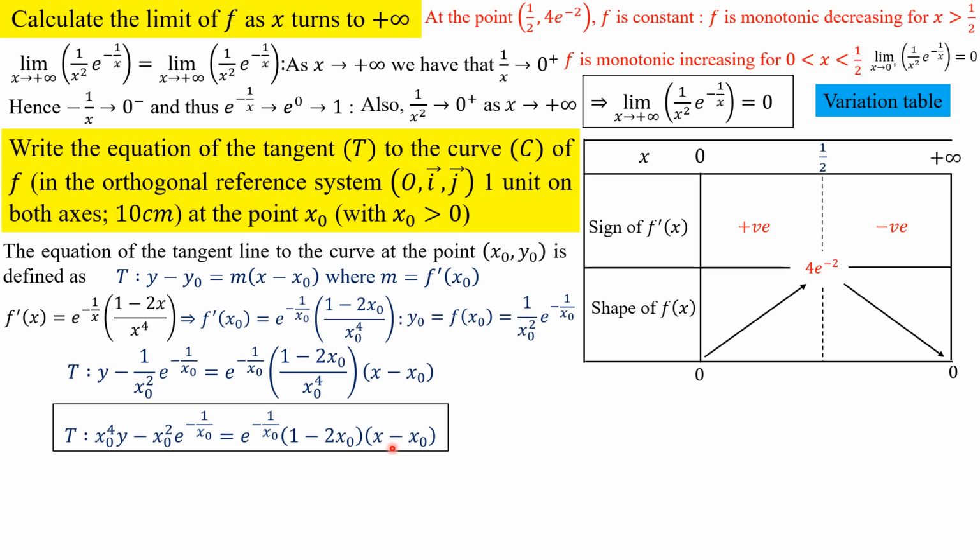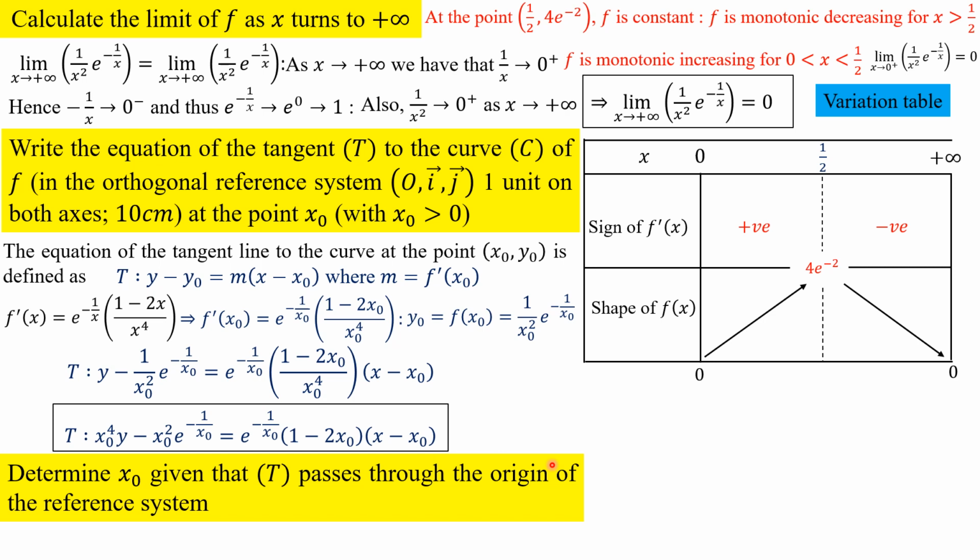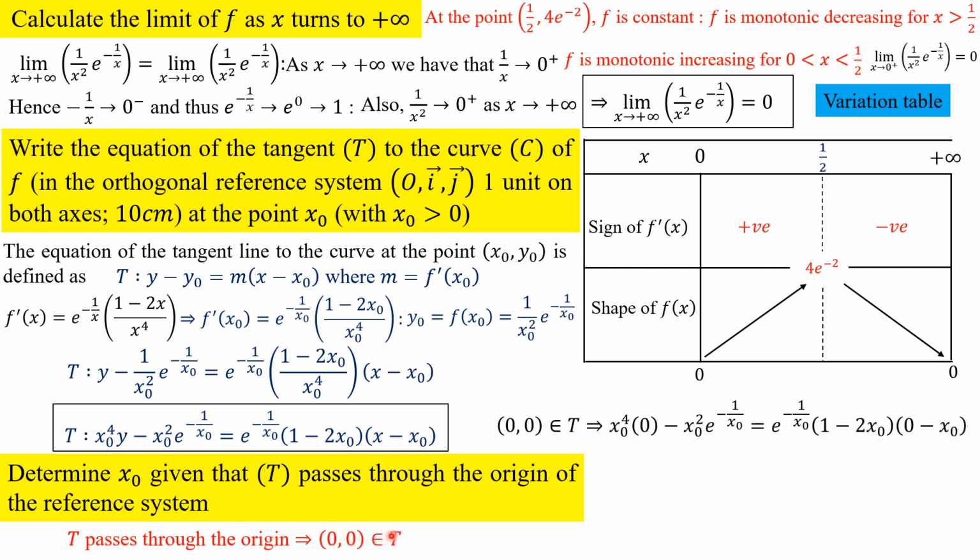Alright, so with that, we simplify, we multiply all through by x raised to the power 4, and we get this. So this is the equation of the tangent line at the point x0, y0, and x0 is greater than 0. Okay, next we have to determine the value of x0 given that the tangent passes through the origin of the reference frame. So the tangent passing through the origin means that the point 0, 0 belongs to my tangent.